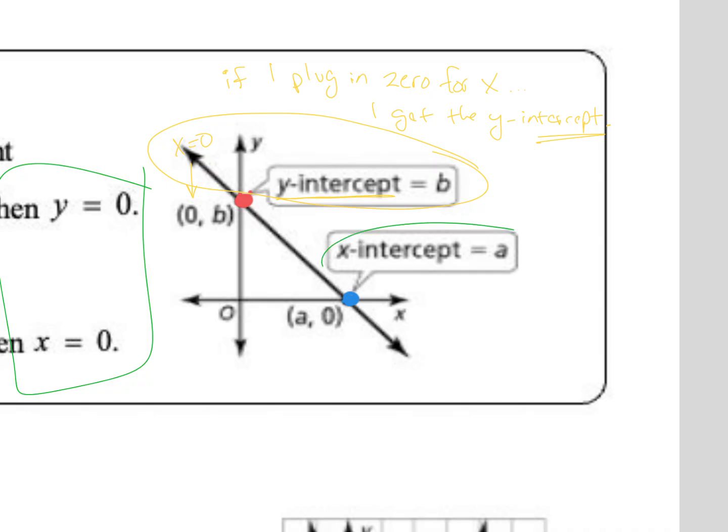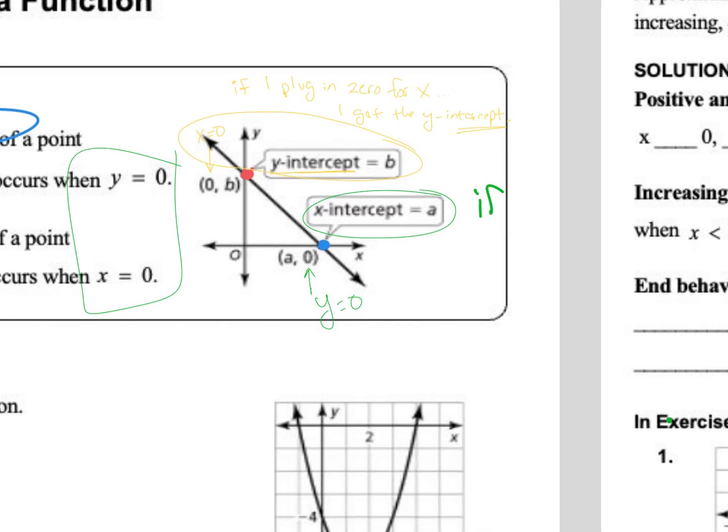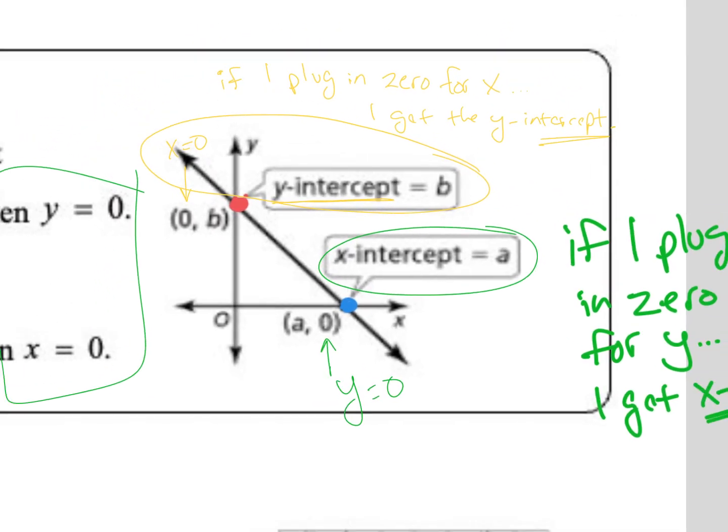For the x-intercept, check it out, y is equal to 0. So in theory, if I plug in 0 for y, I get the x-intercept. Okay? And then just real quick, I'll point out that we have said that the y-intercept, the letter we use for it is b. Yep, I agree with that. It's a little rare that we talk about the x-intercept being a, but it is a thing, okay?